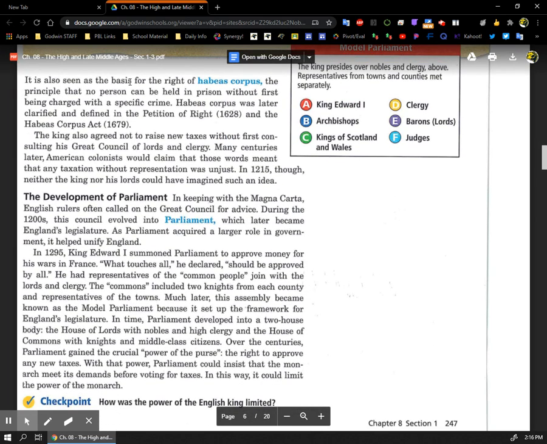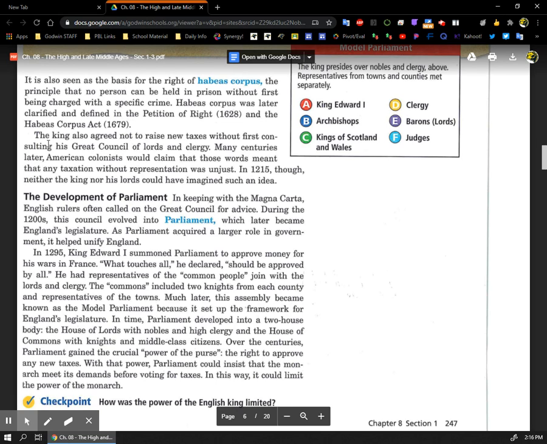It is also seen as the basis for the right of habeas corpus, the principle that no person can be held in prison without first being charged with a specific crime. Habeas corpus was later clarified and defined in the Petition of Right, 1628, and the Habeas Corpus Act, 1679.